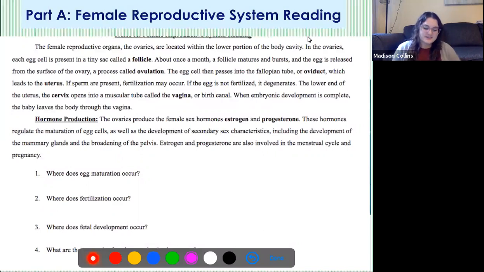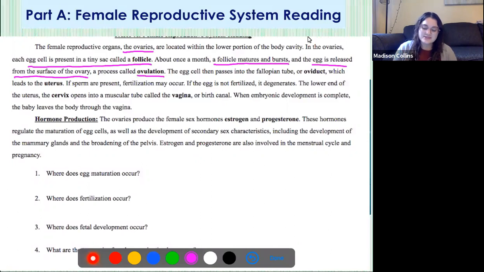All right. The female reproductive organs, the ovaries, are located within the lower portion of the body cavity. In the ovaries, each egg cell is present in a tiny sac called a follicle. About once a month, the follicle matures and bursts, and the egg is released from the surface of the ovary in a process called ovulation.